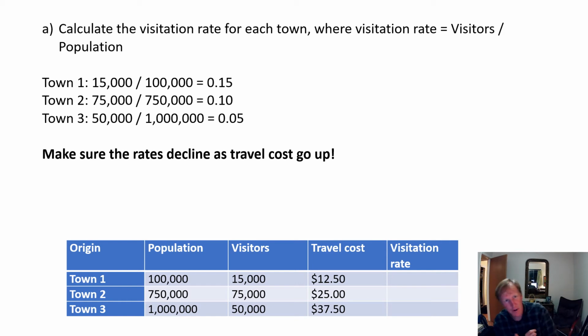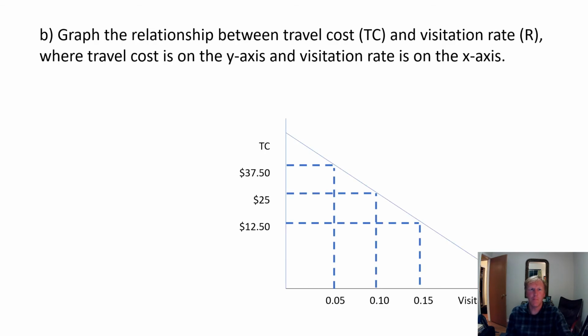We see the visitation rate for town 1 is 0.15. For town 2, 75,000 divided by 750,000 is 0.10. And for town 3, it's 0.05. And you can check to make sure this makes sense. We should have that the more expensive town or destination, right, or origin point should have lower visitation rates. So town 3 is more expensive, $37.50 to get to the destination. It has the lowest visitation rate, right?